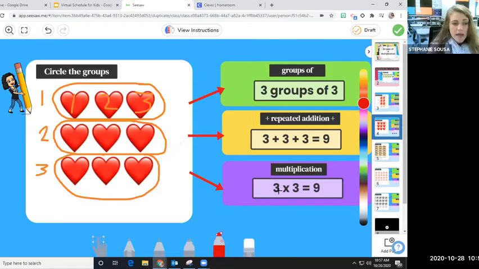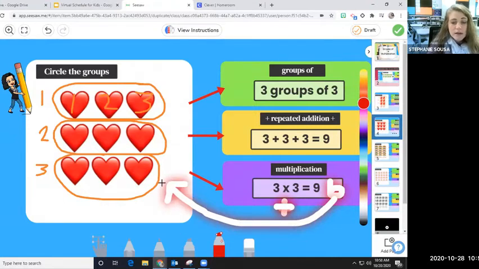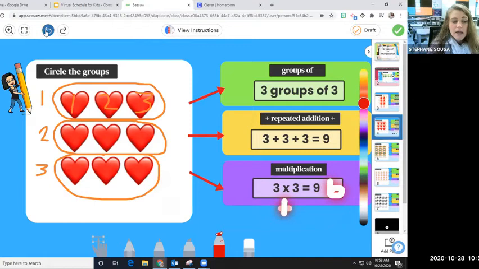A lot of you were saying that 3 times 3 equals 6 because you were making a mistake that this was a plus sign. It is not a plus sign. It is a multiplication sign. And that should have been very obvious to you because we can see that there are clearly more than 6 hearts here. You cannot tell me that there are 6 hearts here. It is a fact that there are more than 6 hearts because I can count all 9. So your answer to your repeated addition sentence and your multiplication sentence should not change because the picture does not change.